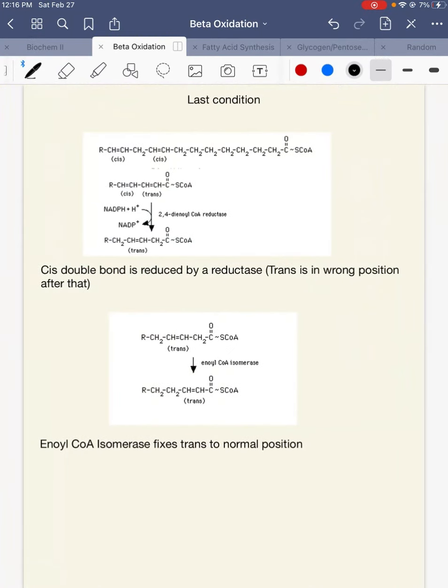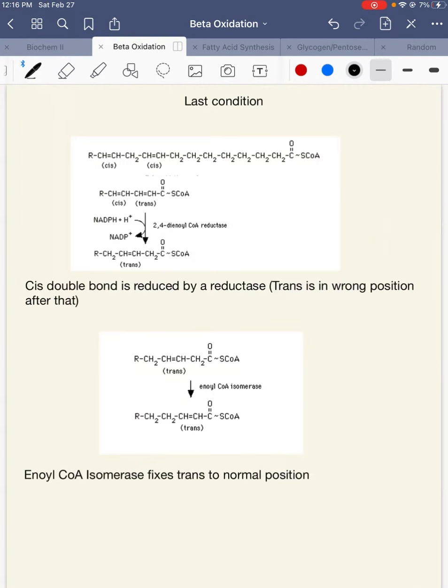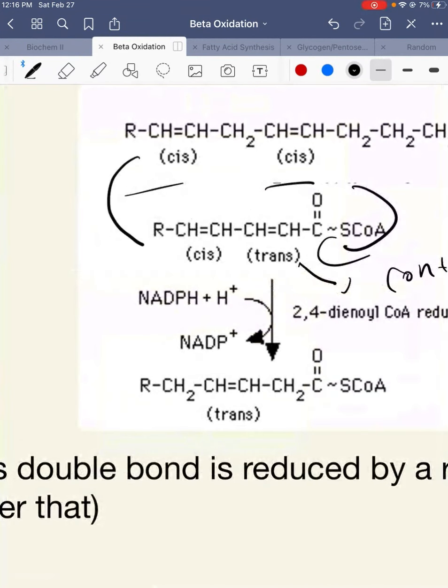Okay, so last condition. This is what happens if you have 2 cis bonds, which I doubt will ever happen. So if we have 2 cis bonds, we'll run the same isomerase reaction that we did right here. We'll convert the cis to trans, and then this trans can continue beta-oxidation. So what happens is we have another cis bond. This bond switches orientation when this one switches from cis to trans.